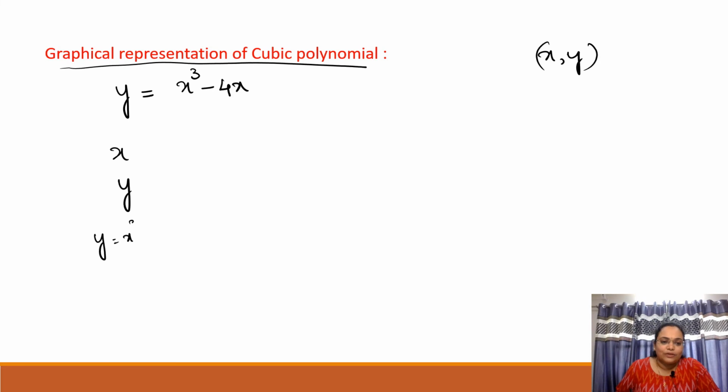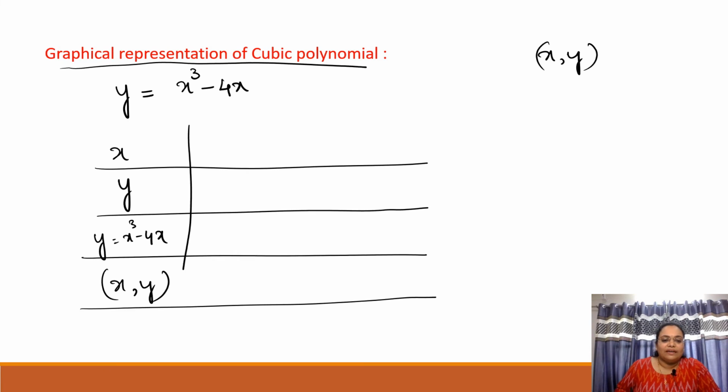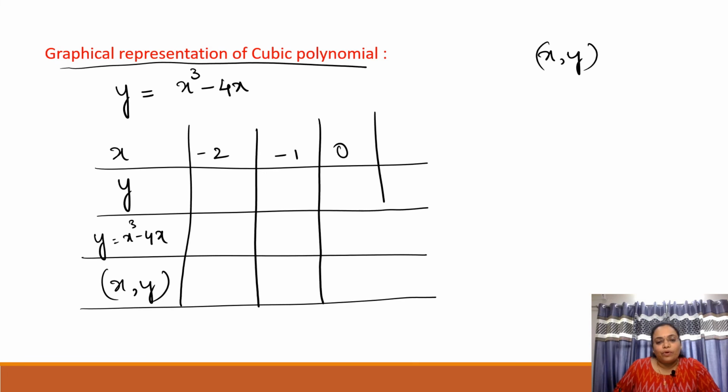So if you take a cubic polynomial x cube minus 4x, let me take it as y equals x cube minus 4x. To plot a graph, we need x coordinates and y coordinates, right? So y is equal to x cube minus 4x, and then we can take x and y coordinates. We will take the points from minus 2. We'll take 5 points. If required, we'll add points later.